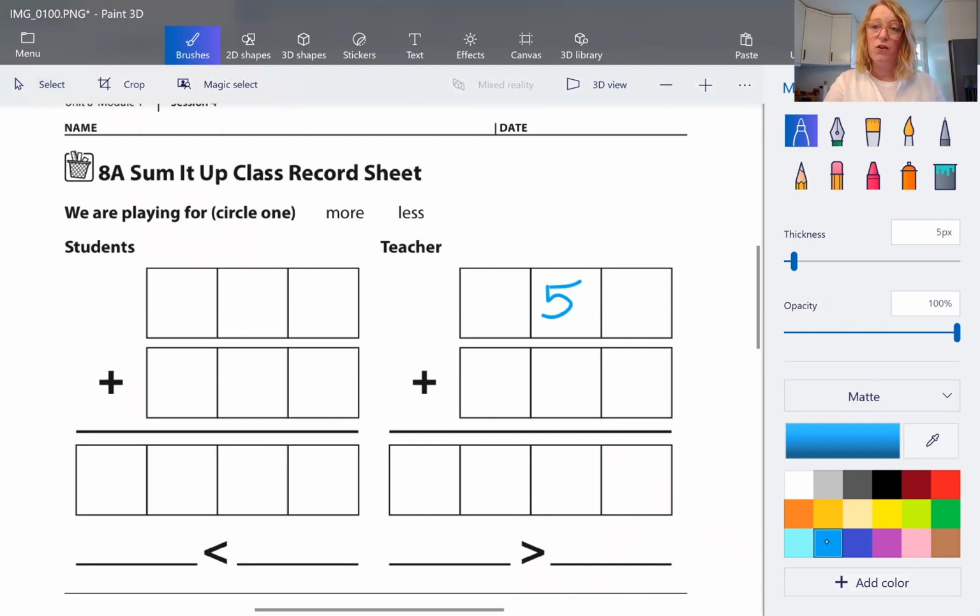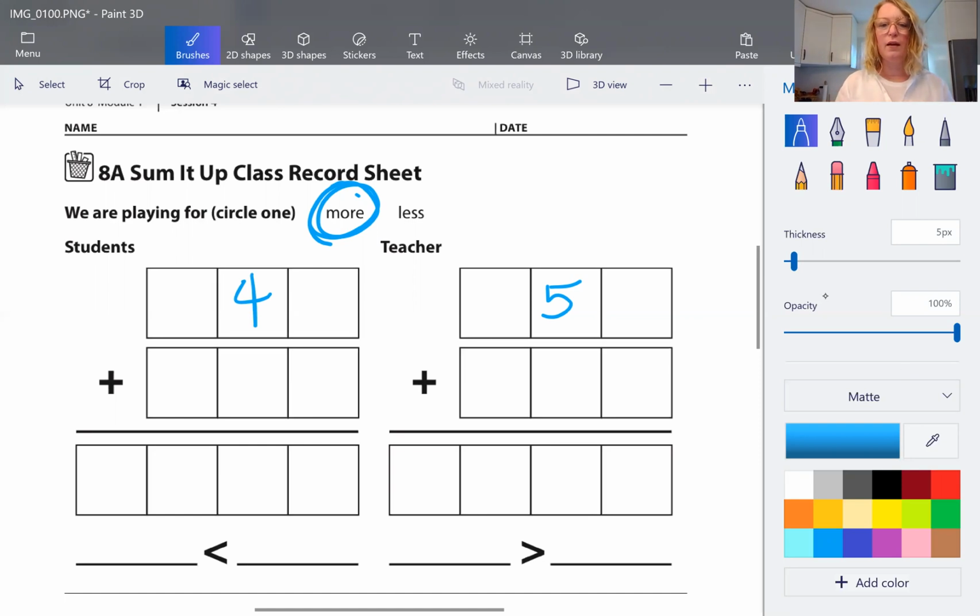You got a 4. Do you want that to be in your ones place, your tens place, or your hundreds? Oh, you know what I forgot? We're playing for more. Yeah, we're trying to build big numbers. So with that information, what do you want? Do you want your 4 to be ones, tens, or hundreds? Tens? Okay. Put it in the 4.